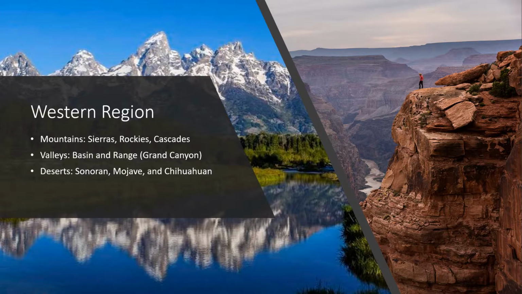So in this slide, I've highlighted some of those mountain ranges. The Sierras and the Cascades are on the coast, while the Rockies are the largest in the country. The Basin and Range is that series of valleys and smaller mountain ranges in between the Rockies and the coastal ranges. And then we have several notable deserts that occupy the American Southwest.